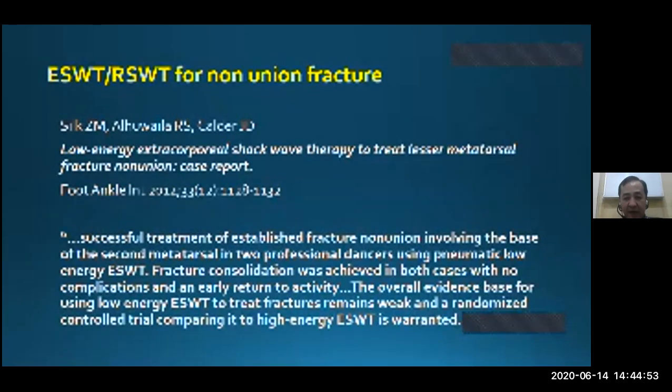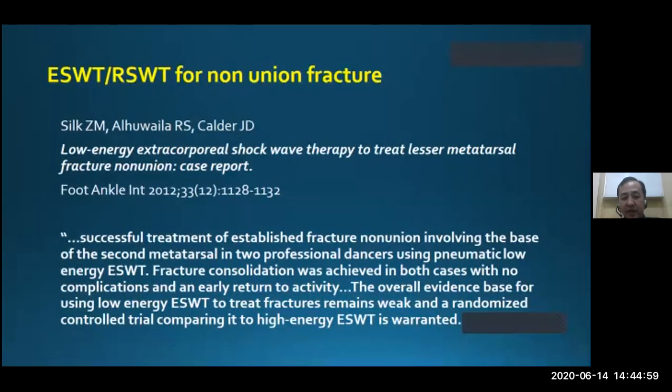The overall evidence base for using low energy shockwave to treat fractures remains weak, and a randomized control trial comparing it to high energy is warranted. So this is shockwave for non-union fracture.